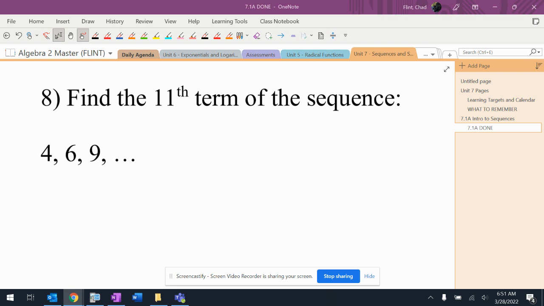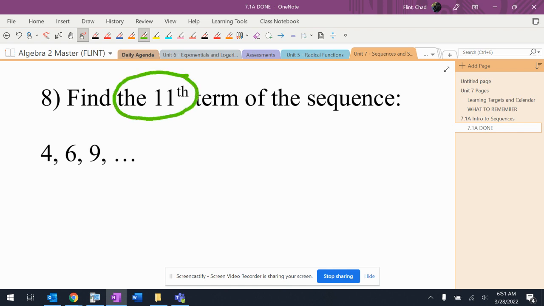Okay, 4, then 6, then 9. Okay, and I look at this one, and again, I tried to make some of these down in this point. Hang on, I didn't read this question. Find the 11th term of the sequence. So I still have to figure out what's happening, and then I'm going to find the 11th term of the sequence, all right?